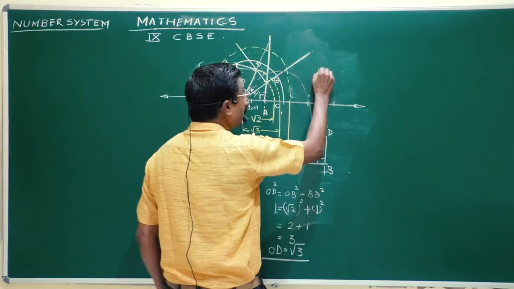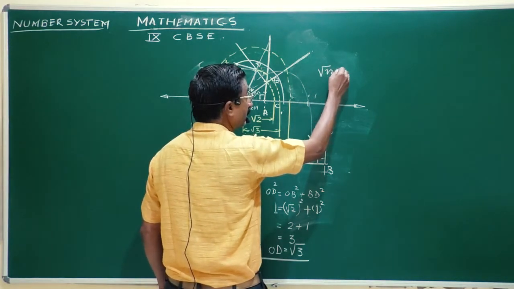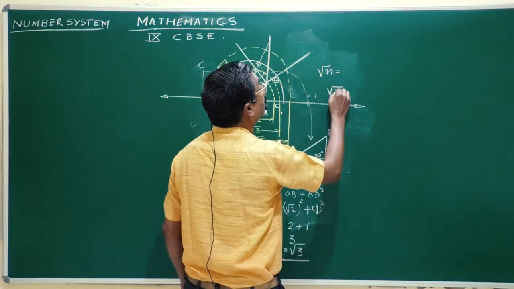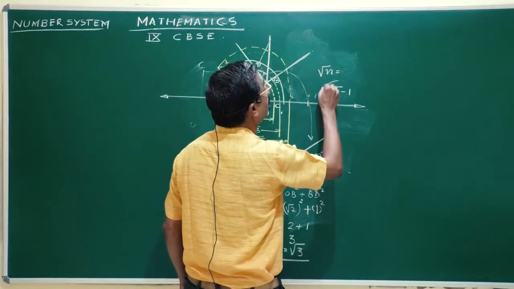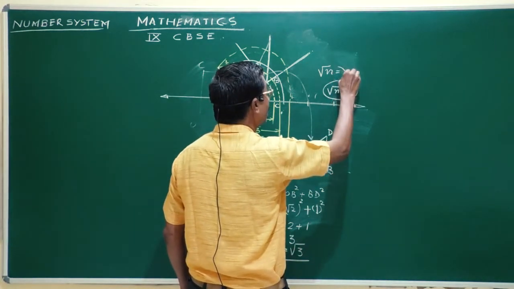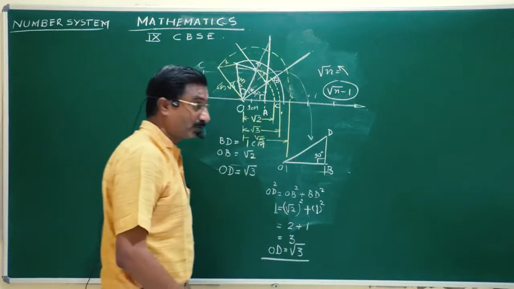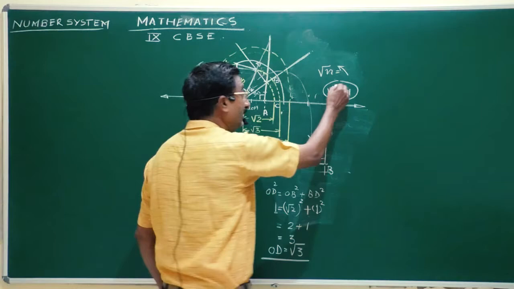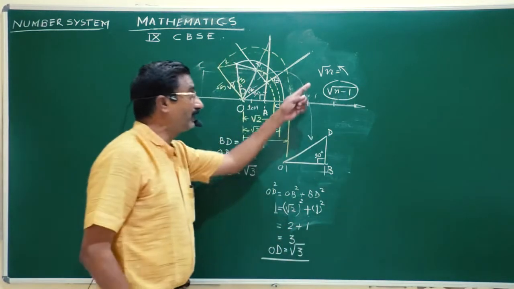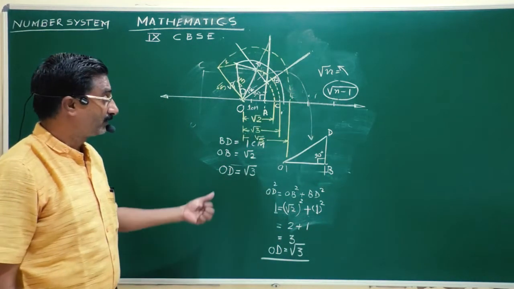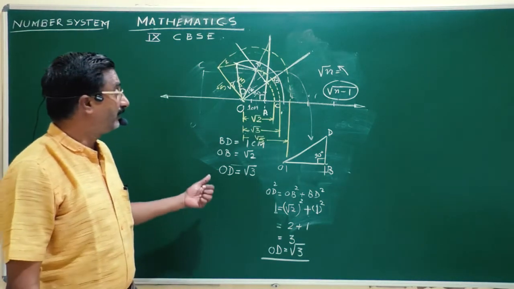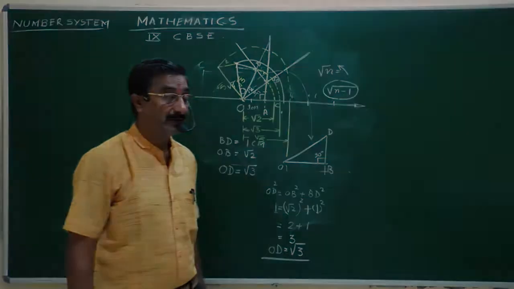To draw under root n, you have to make under root n minus 1, so that you can draw the perpendicular on under root n minus 1, and then you will get the value of under root n. So that is the logic. Okay. So now we will shift to the next part.